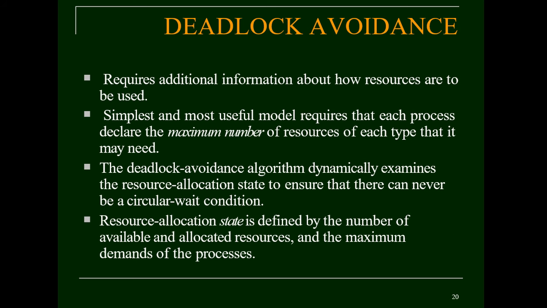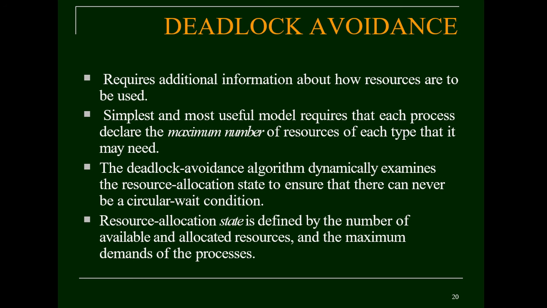Then the second one is deadlock avoidance. How can we avoid the deadlock? First of all, it requires additional information about how the resources are to be used. The simplest and most useful model requires that each process declare the maximum number of resources of each type that it may need. A deadlock avoidance algorithm dynamically examines the resource allocation state to ensure that a circular wait can never exist.